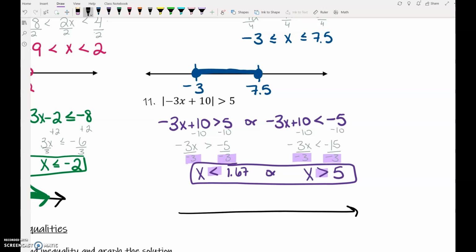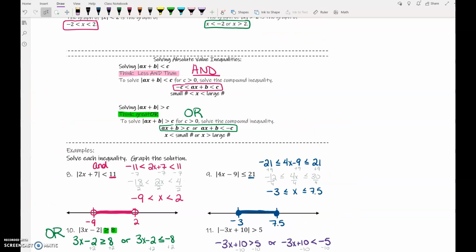To graph this, because this one flipped around, it's actually now written correctly the way other teachers would want you to write it, so that's helpful. Open circles. X is less than 1.67. That would shade to the left. X is greater than 5. That would shade to the right.